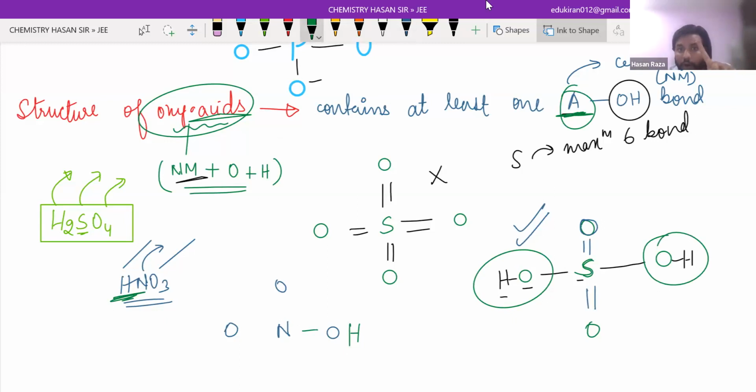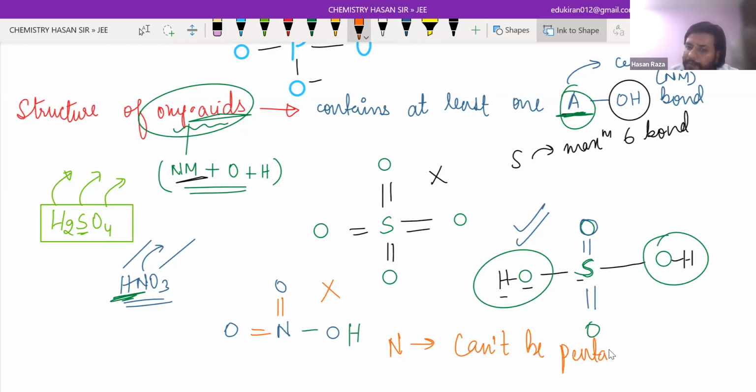Now the most important point is here. If you make a double bond with each surrounding oxygen here, this will be wrong, because nitrogen cannot be pentavalent. It is a second period element.